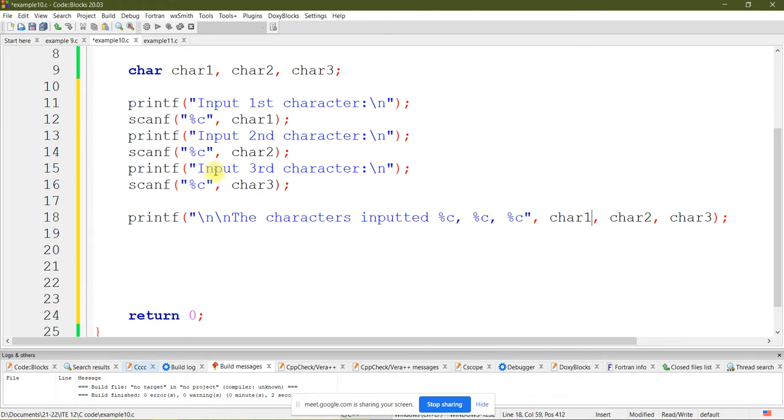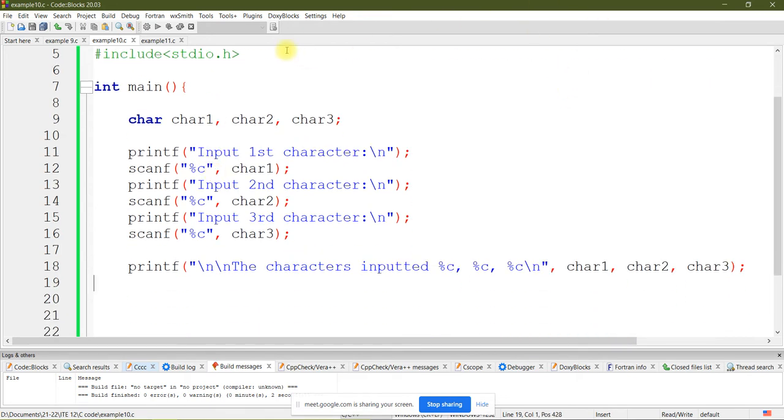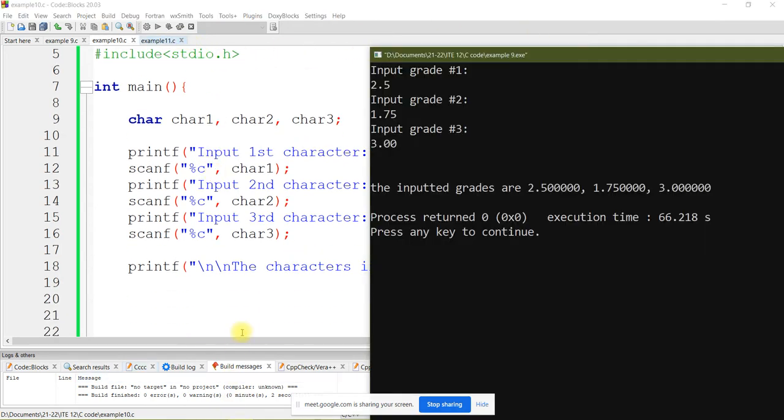Alright. So this one is the same concept as number 1, but a different data type. So, let us try to run this and see.